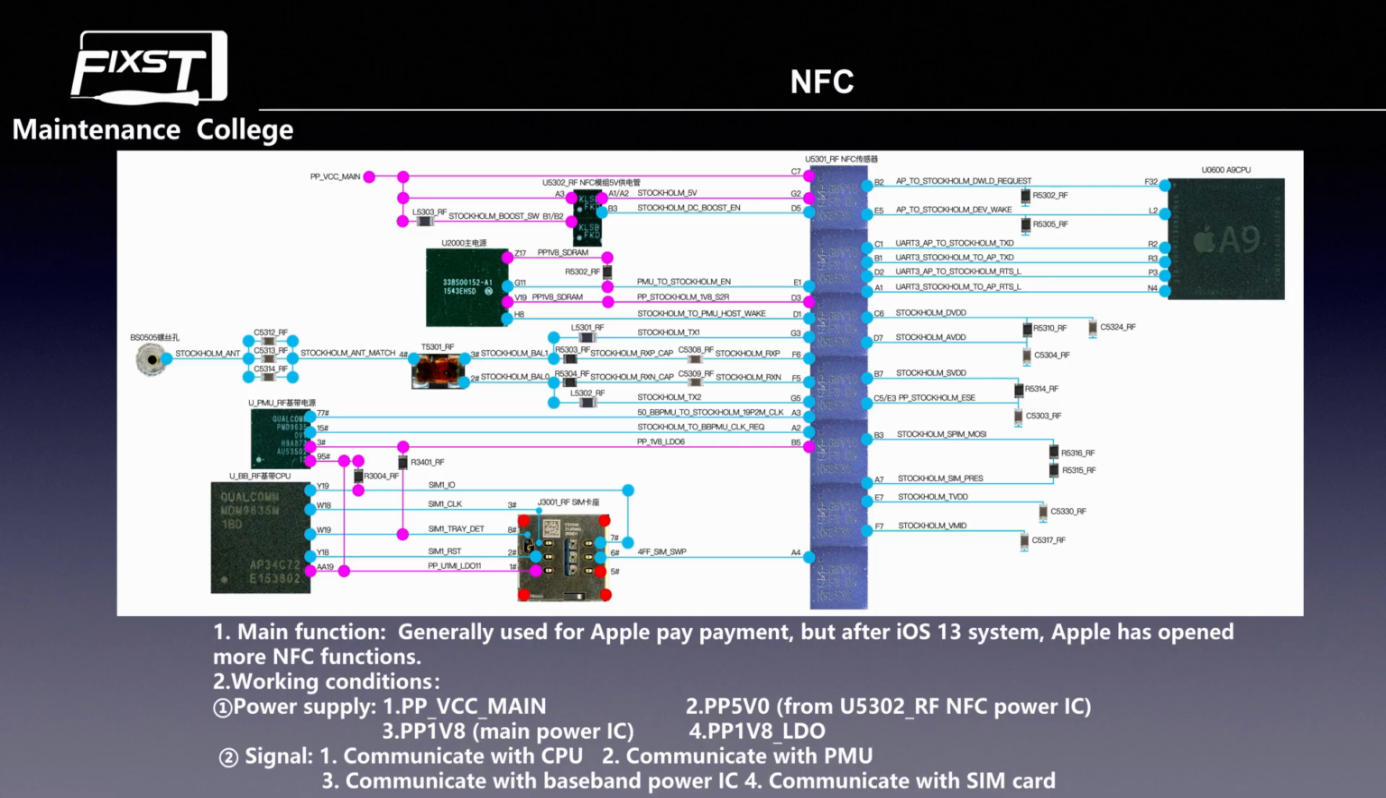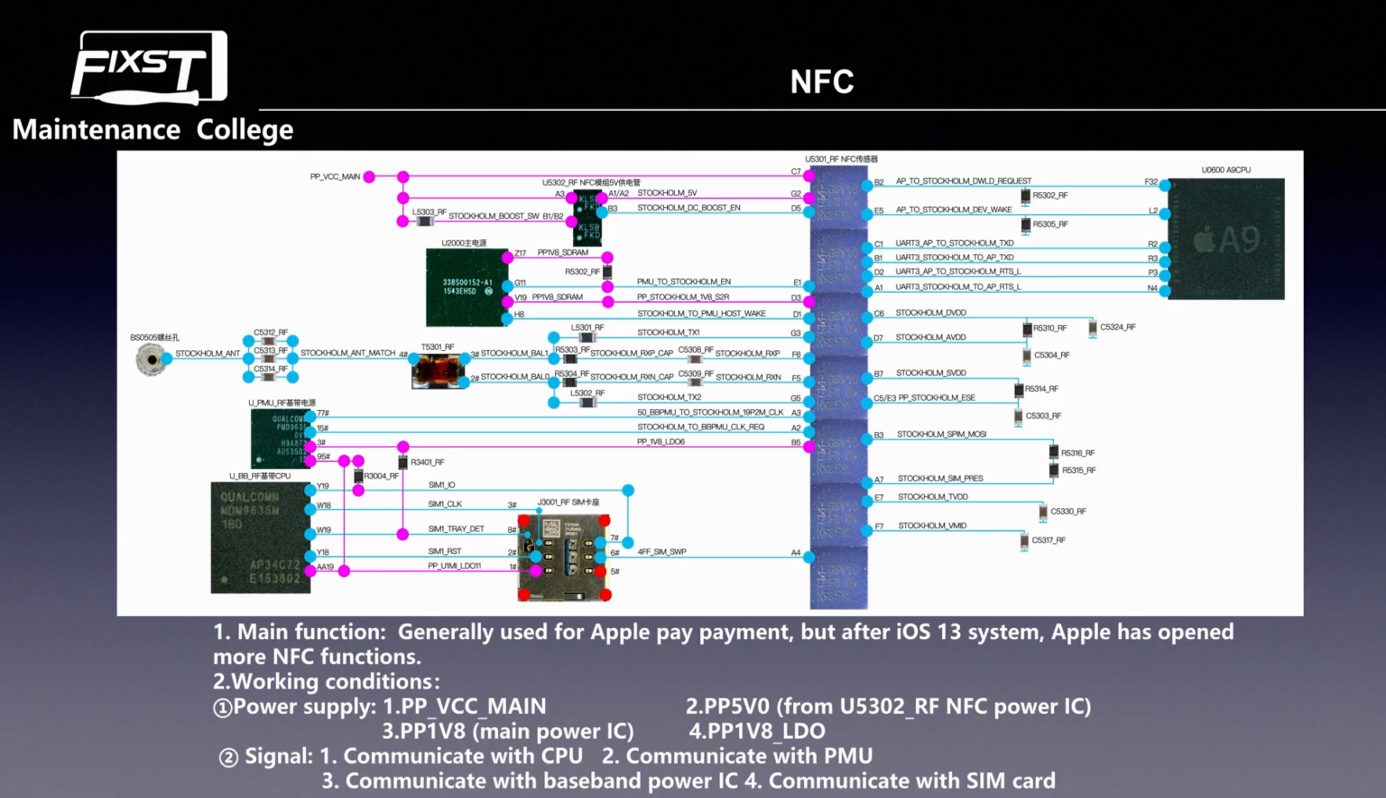And then we see the D1 pin of the NFC. This line is from the NFC to the PMU, the host wake up signal. And then we see the A3 pin of the NFC. This line is from the baseband power IC to the NFC sensor, the clock signal. And going down, we see the A2 pin. A2 is from the NFC sensor to the baseband power IC, the clock request signal. And then we see the A4 pin of the NFC. This is from the SIM card to the NFC, the verifying signal.